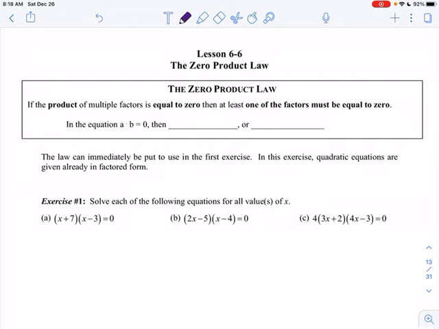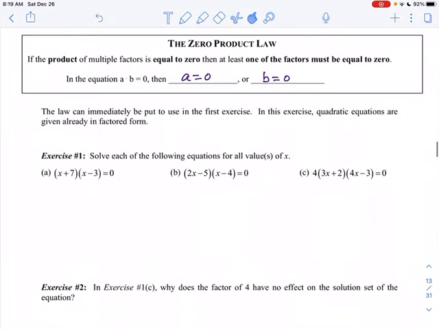If I have the product of multiple factors equal to 0, then at least one of the factors must be equal to 0. Say I have A times B equals 0, then either A has to equal 0 or B has to equal 0. Right? If you have two things that are multiplied and together they equal 0, one of those things has to be equal to 0. Otherwise, when you multiply them, they wouldn't be equal to 0.